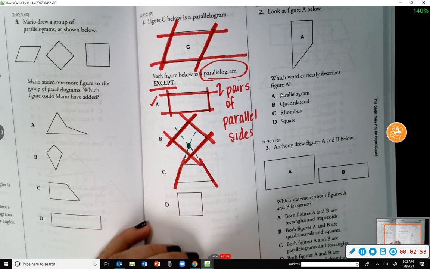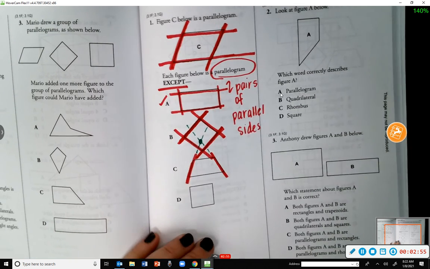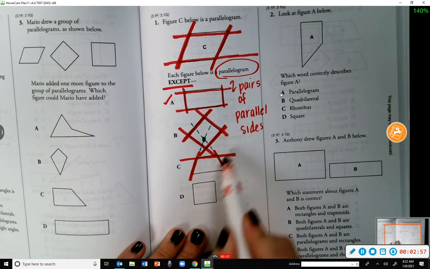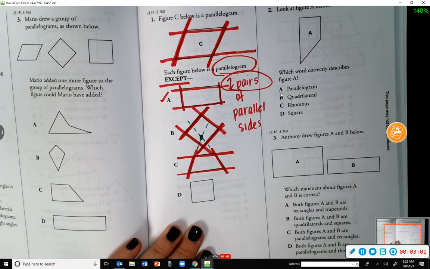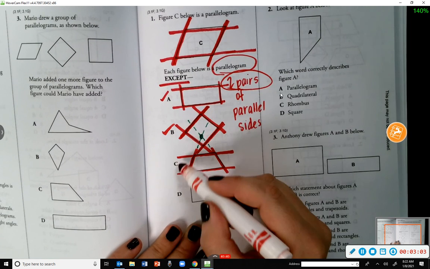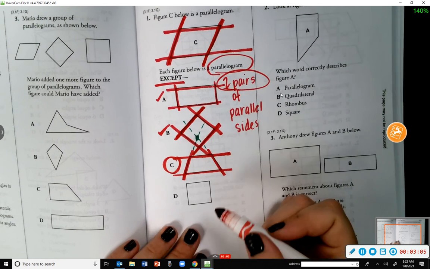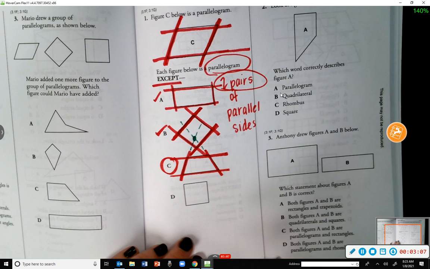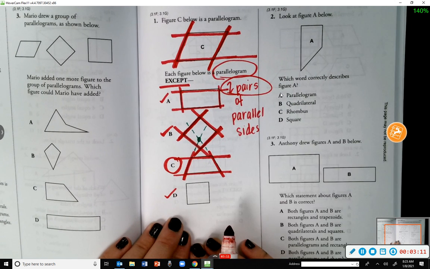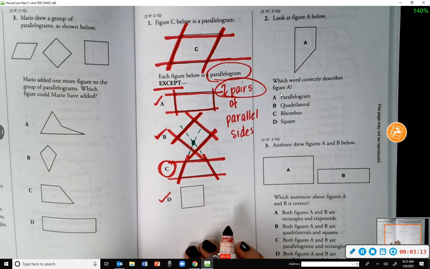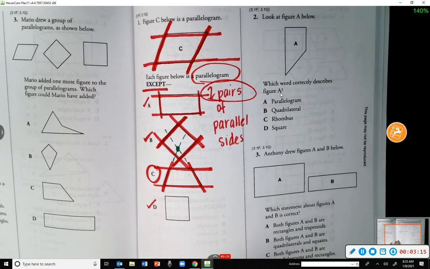Are the top and the bottom parallel? Yes. But to be a parallelogram, you have to have two pairs. Okay? So C should have been your answer. D is a parallelogram also. Make sense? Yes.